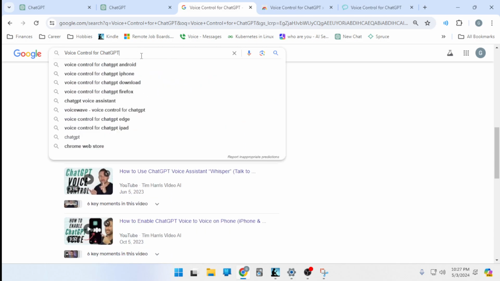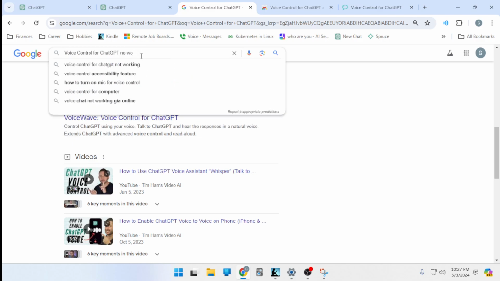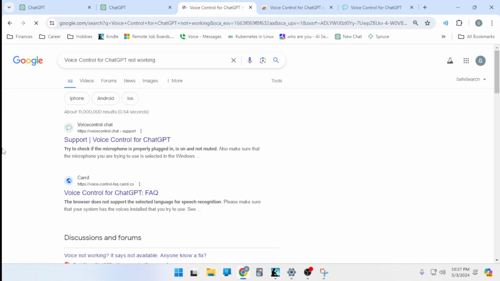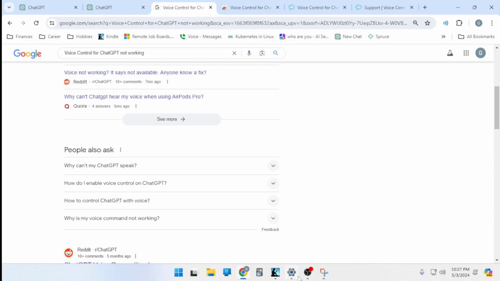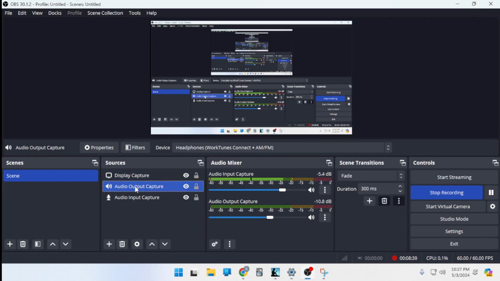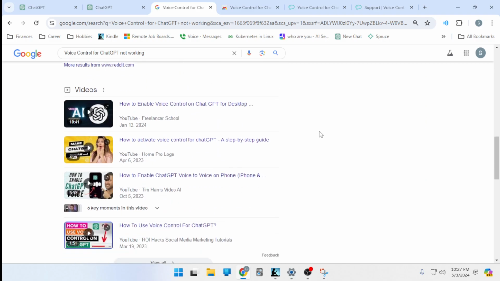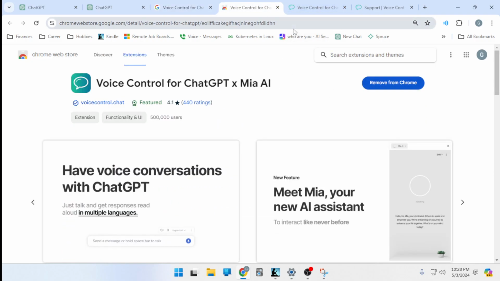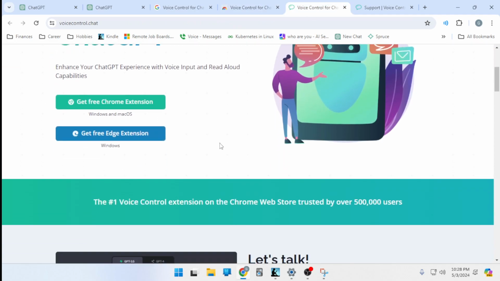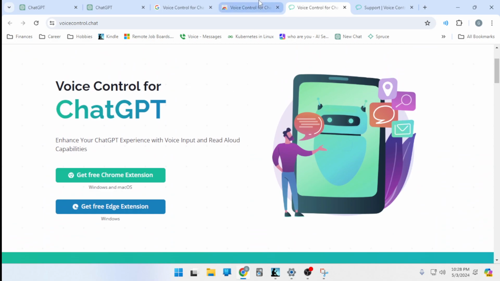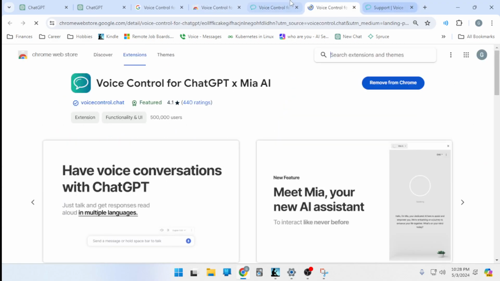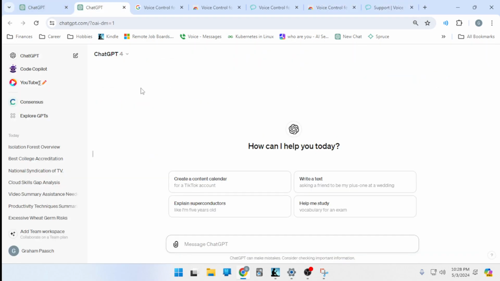So let's put in not working. Okay, and my input is working. We can see it's through my line complete one. My output is working as well. And we can see it is in Chrome. Otherwise, we wouldn't have the option to remove it.